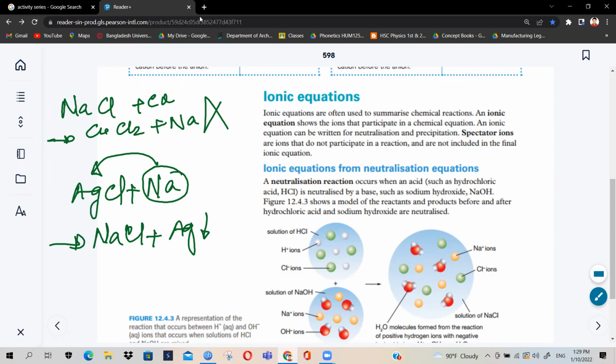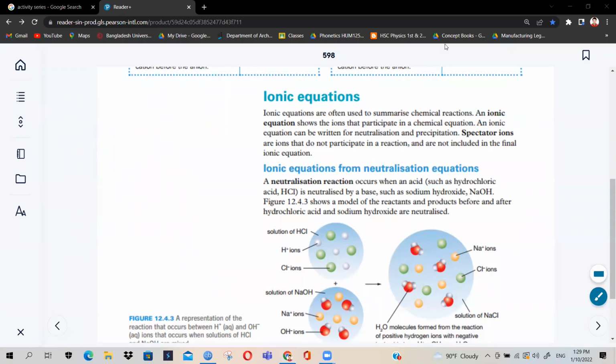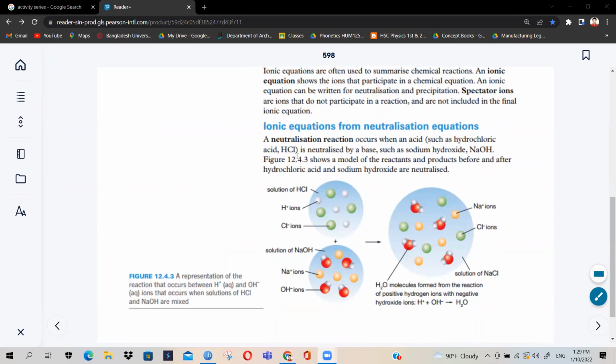So now let's get back to where we were. A neutralization reaction occurs when an acid such as hydrochloric acid is neutralized by a base, and then we will get neutral compounds such as salt and water. In case of a reaction between an acid and a base, we will get neutral compounds. If I generalize the equation, it will be acid plus base gives salt plus water.